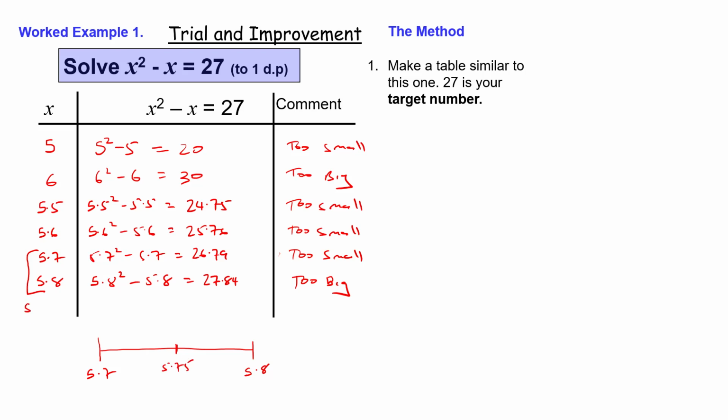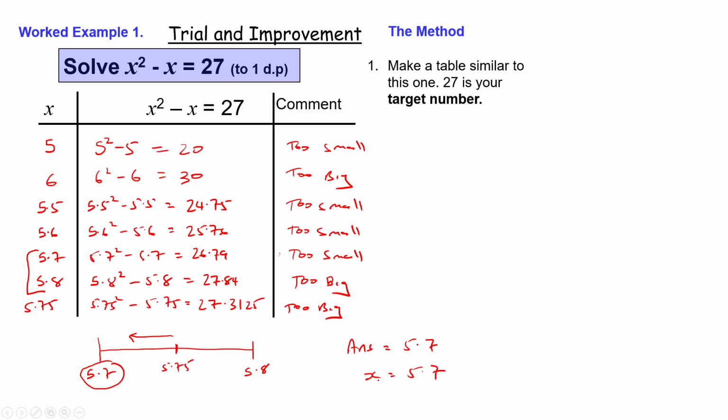So I test 5.75, and I got 5.75 squared minus 5.75. Plug it into my calculator and that is 27.3125, which is too big. So that means 5.75 is too big, which means I'm going to have to try something smaller than 5.75, which means my answer is going to be closer to 5.7, which is the answer I'm going to select. So the answer is equal to 5.7, or we say x equals 5.7.